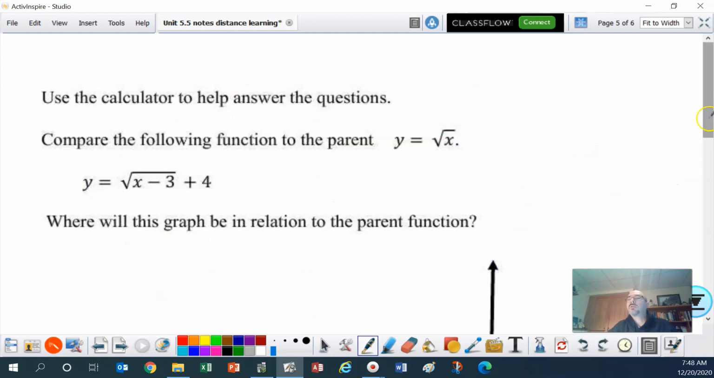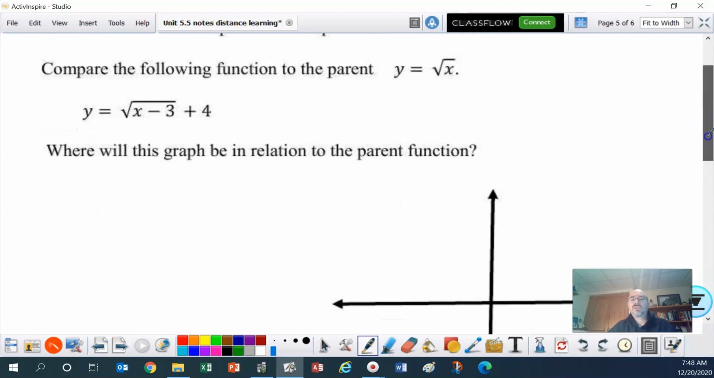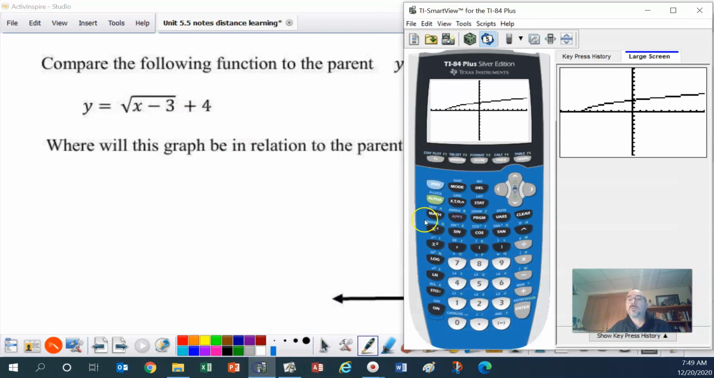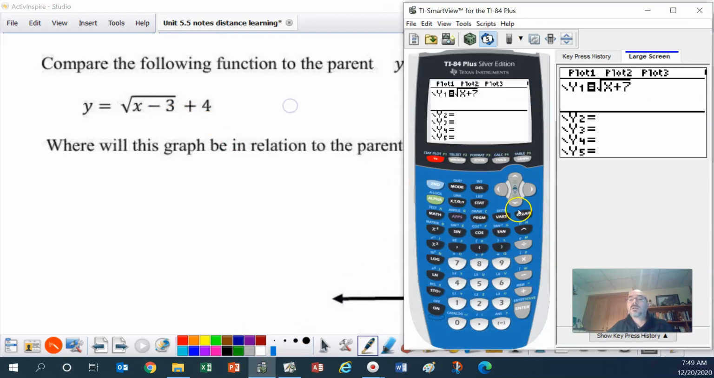All right, folks. I believe this is the last one. We're going to do this one. So in this situation, we've got the square root of x minus 3, plus 4. All right, so I'm going to put that whole thing in. Now notice the -3 is inside the square root. Then the +4 is not. So I've got to be careful when I type this. All right, so here we go. Now notice I didn't make a table.